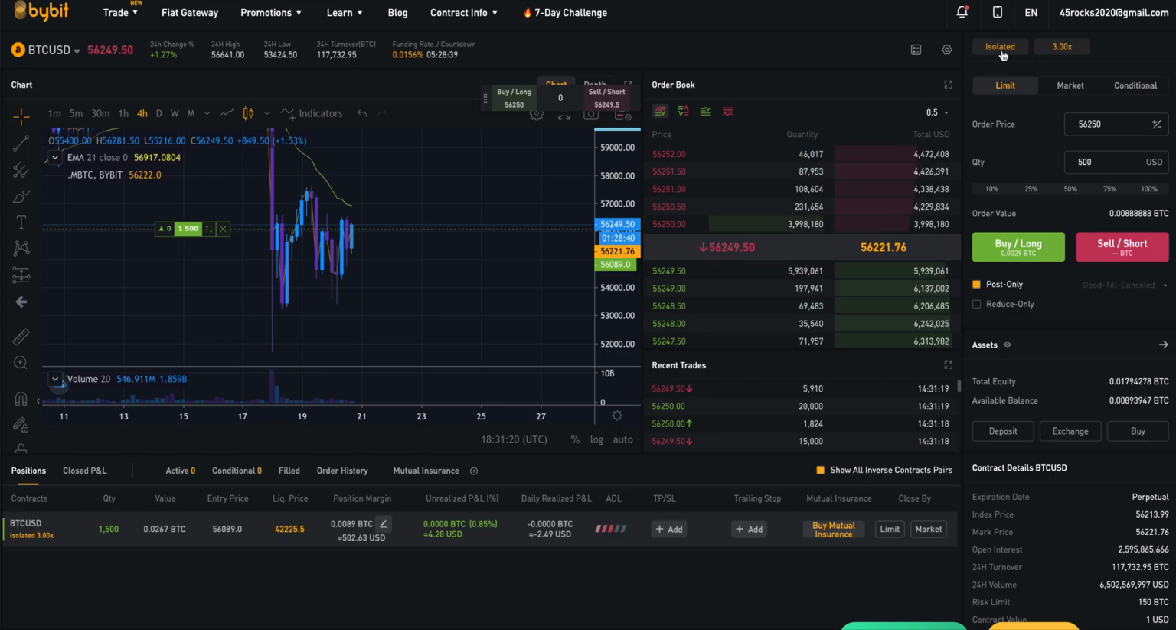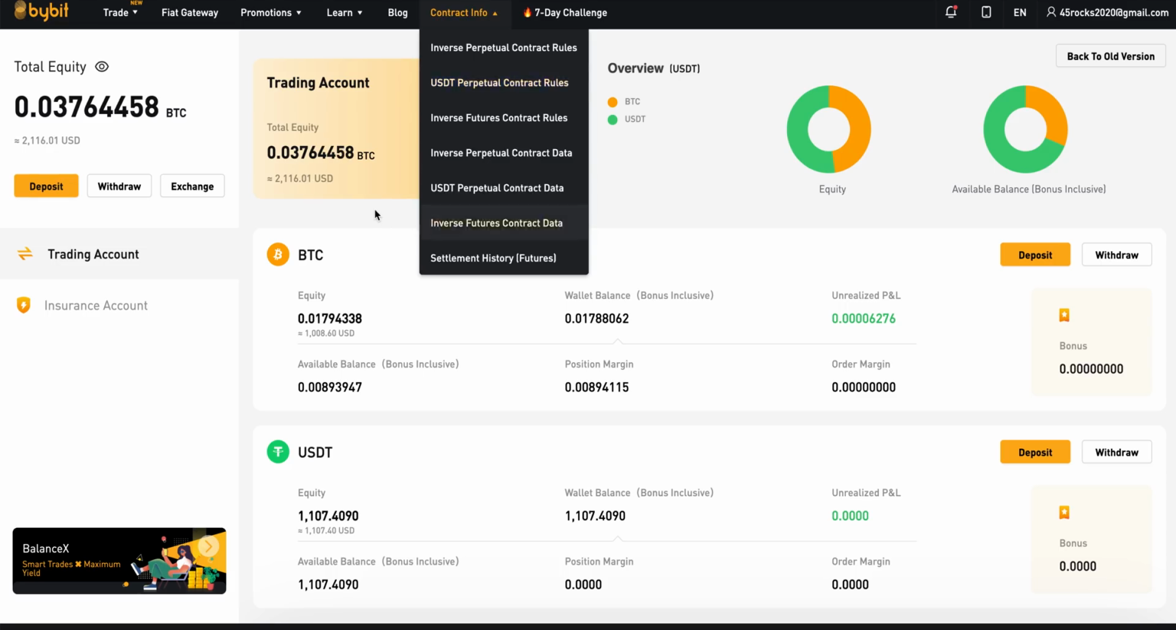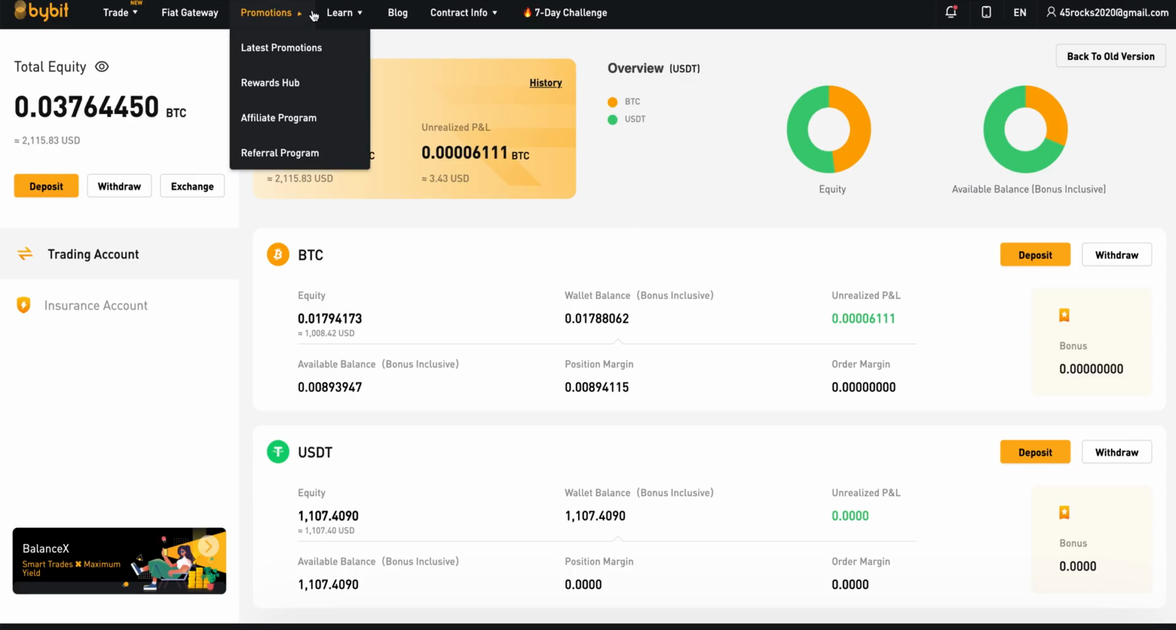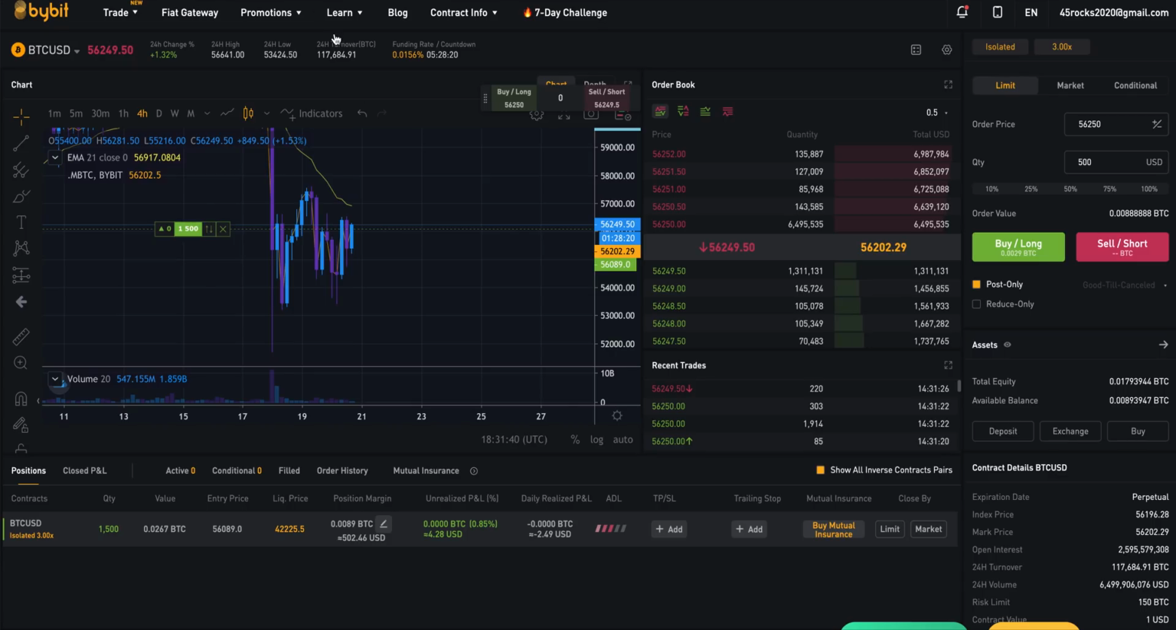But if I had cross margin on, if price comes down low enough, it will go past just the initial position margin and come into my assets, and it will take from the entire 0.01 Bitcoin that I have in my account, which is much more than $500. I think it's about $1,000, give or take. So that's important to keep note of.